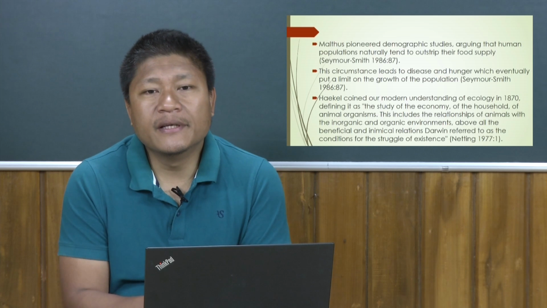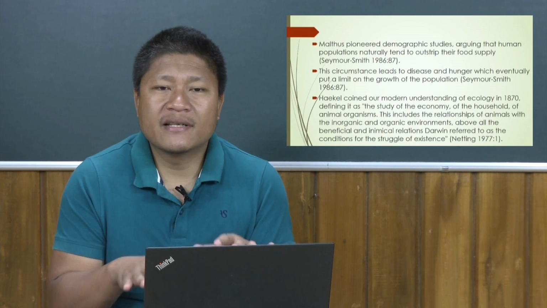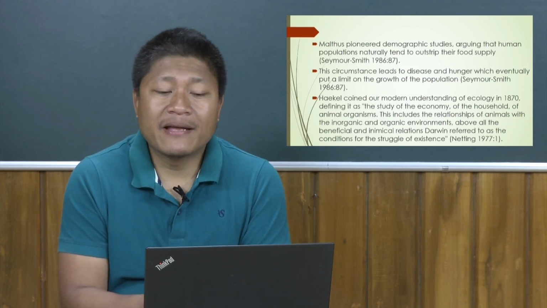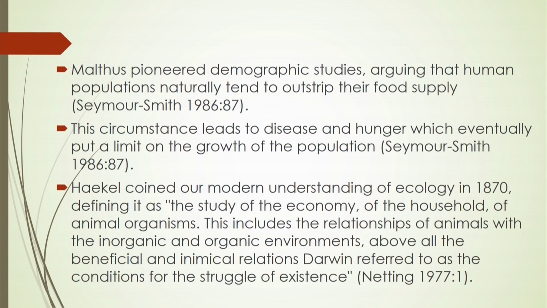And these imbalances between demand and supply will eventually lead to disease and hunger, which will put a limit to the growth of the human population, as Seymour and Smith tend to observe.